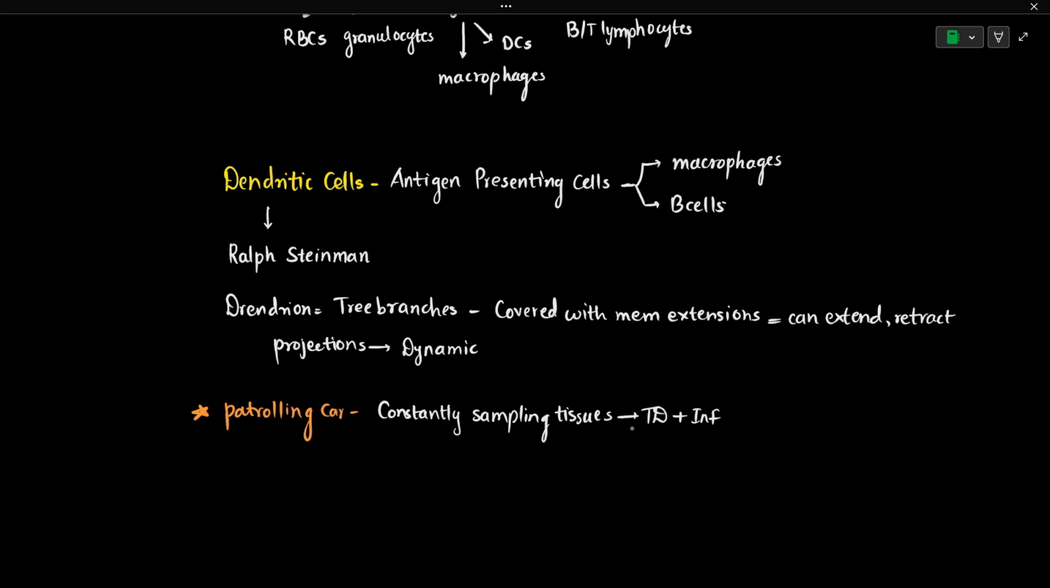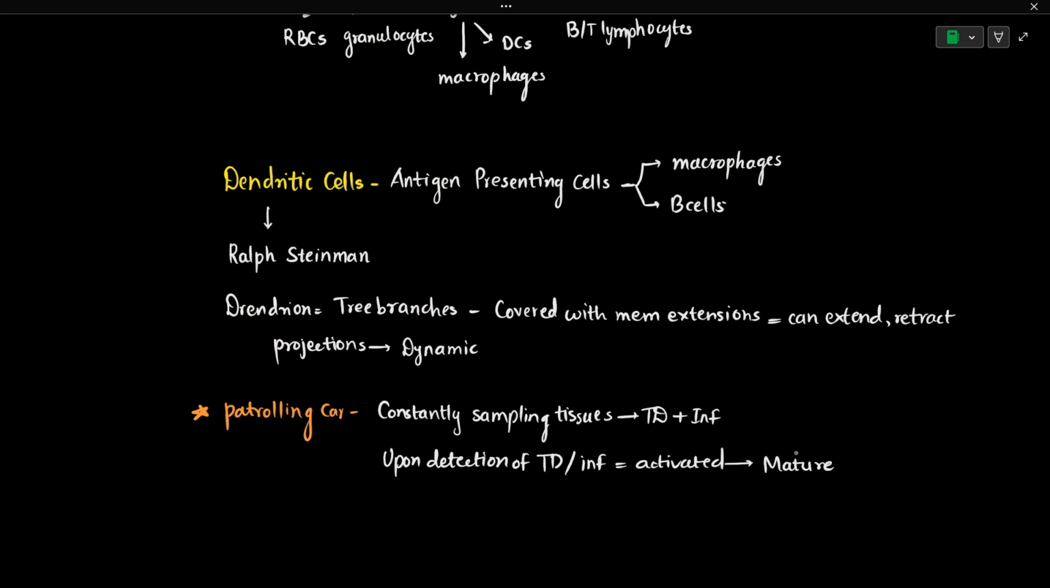So they look out for the signs of infection and signs of tissue damage, and once they detect that tissue damage, they get activated. So upon detection of tissue damage or infection, those cells get activated, and due to the activation, they get mature.